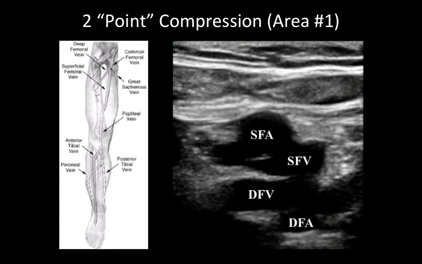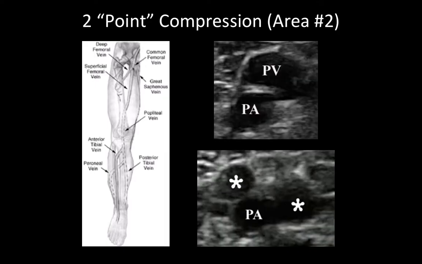After completing the femoral region, you will move on to the popliteal fossa. So the popliteal fossa is our second point or second area in this two-point compression protocol. You'll see the popliteal vein is the superficial structure, closer to the skin than the popliteal artery. Again, you start prior to the bifurcation, and you compress, moving inferiorly until you see what we call the trifurcation. The popliteal artery remains as one vessel, and the popliteal vein bifurcates.